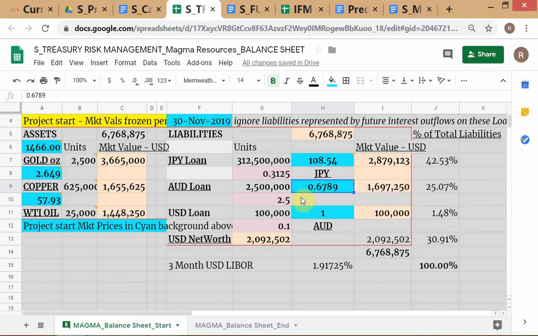No. You're short Aussie. You have to understand the underlying position. We have borrowed Aussie, so we are actually short Aussie. I'll give you the logic for figuring out whether you're long or short in the underlying position. In this case, you're short Aussie.